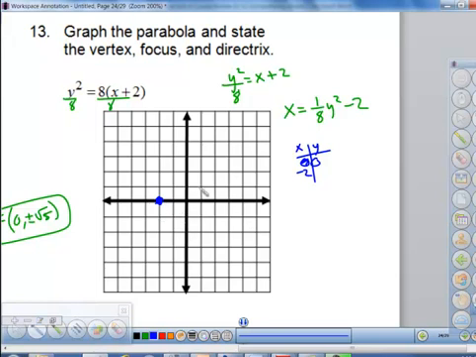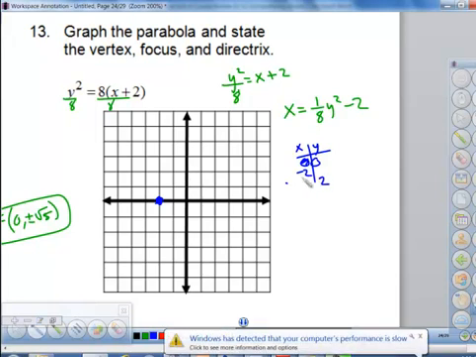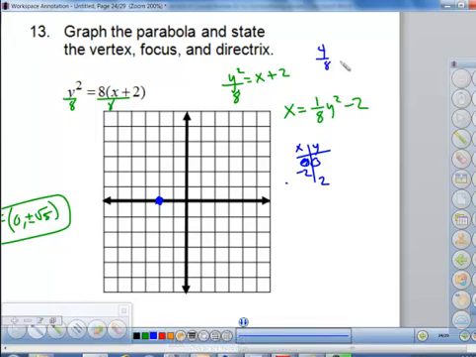So all I'm going to do is just pick a couple y values maybe. Like let's try when y equals 2. Okay? If y equals 2, what will x equal? So what's 2 squared? 4. What's 4 over 8? 1/2. Okay, so 1/2 minus 2. Negative 1.5, right? Okay, so my y-intercepts here are going to be 1.5.